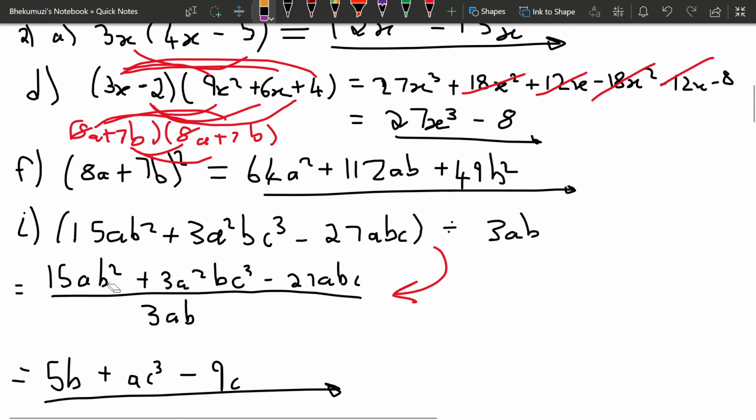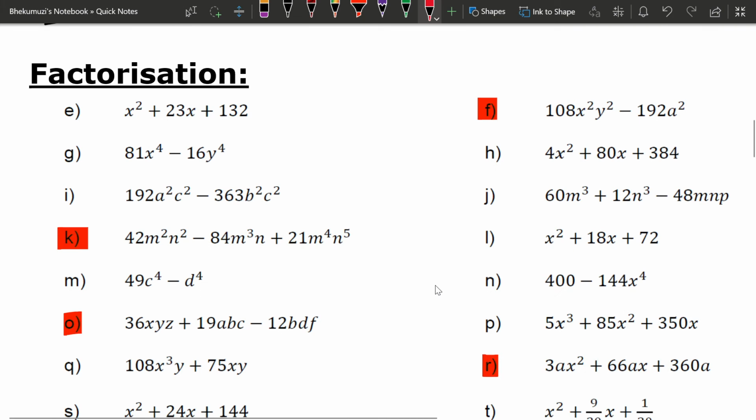And b squared divided by b, when you think of the exponent rules, that would mean that you have b to the power 2 minus 1, which is basically b to the power 1, subtracting the exponent of b, right? And that's how you'd find that answer. And you'd do the same thing for the rest, and then you'd find that your answer is 5b plus ac cubed minus 9c. Okay, so again, please try these problems out.